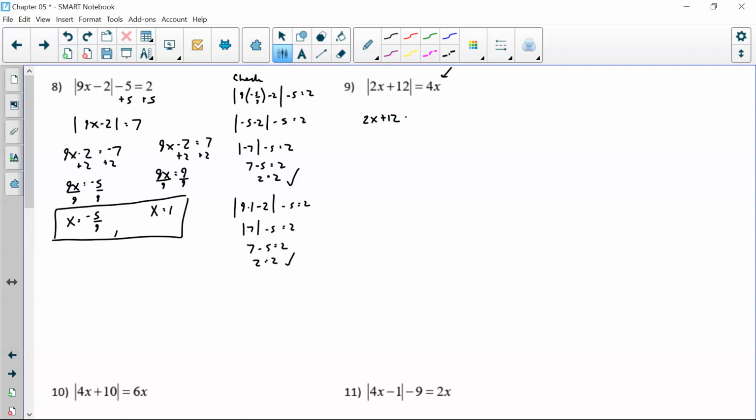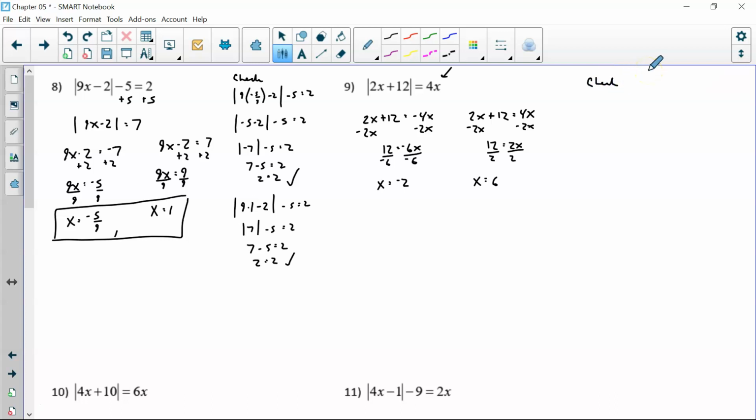2x plus 12 equals the negative 4x. 2x plus 12 equals a positive 4x. Subtract 2x from both sides. 12 equals negative 6x. Divide both sides by negative 6. X equals negative 2. Subtract 2x from both sides. 12 equals 2x. Divide both sides by 2. X equals 6. Now, it's very important that we check for extraneous solutions here.